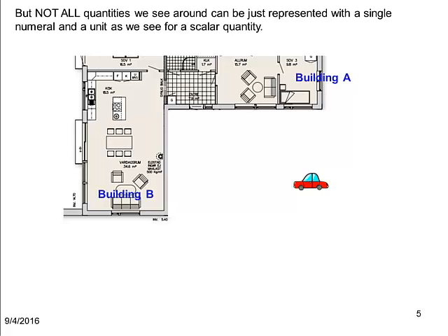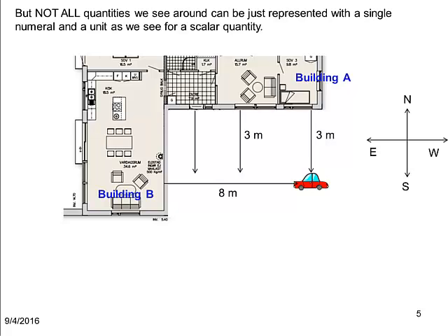For example, if you want to express the location of your car, parked in a parking ground, by only one number, say 3 meters from building A, that won't be enough, because there are several locations near building A at the same distance. If you say it is 3 meters south from building A and 8 meters west from building B, then you are probably able to locate the exact location of your car.